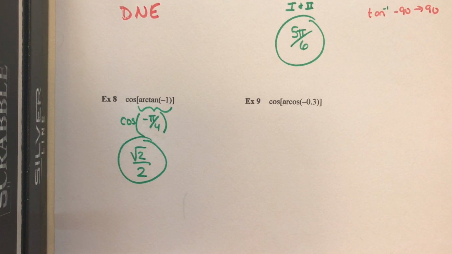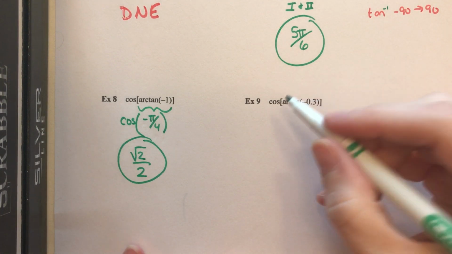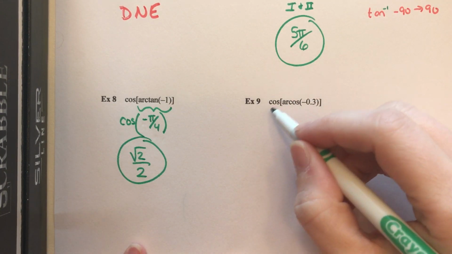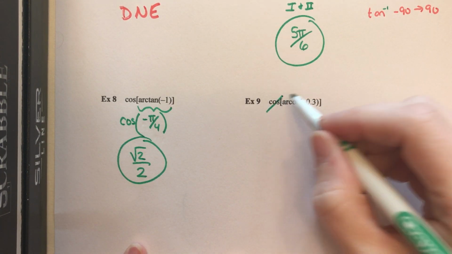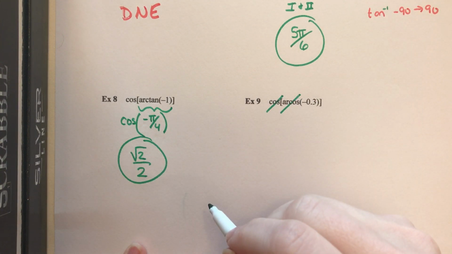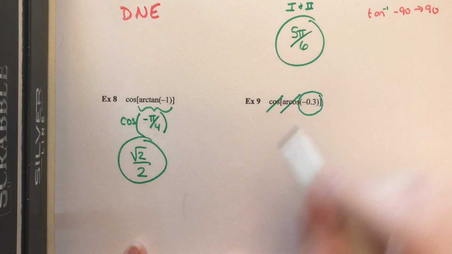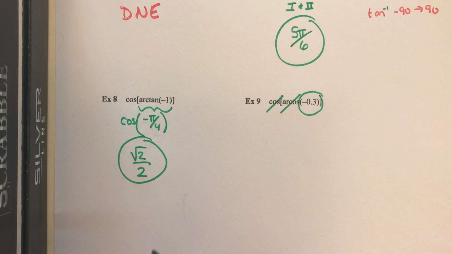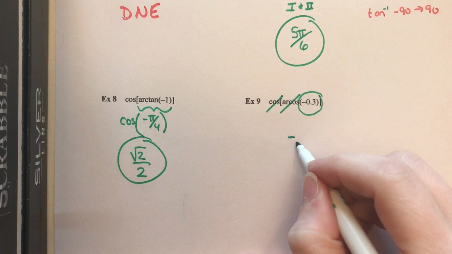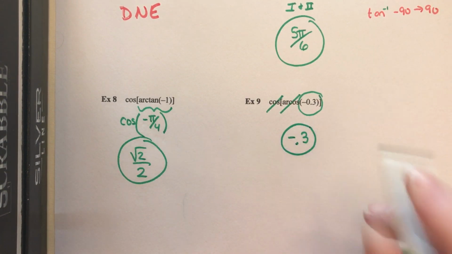And the last one, number 9, is pretty easy, right? This is the opposite rule. Cosine and arc cosine just cancel each other out, and as long as this is an angle or a value that is in our domain or range, -0.3 is a possible answer. It's between -1 and 1, so this is our answer, -0.3.